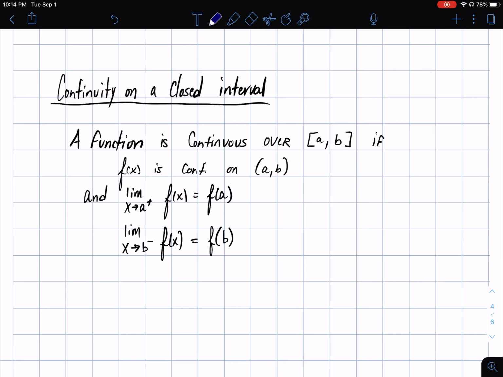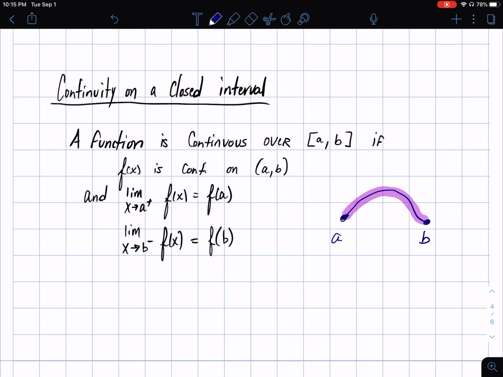All right, then we're going to go into continuity on a closed interval. A function is continuous over the interval AB if f of x is continuous on AB. Okay, so basically we have a function. So let's say we have something like this. Okay, so if we have A and B, so we want to be continuous over this whole interval in between here.